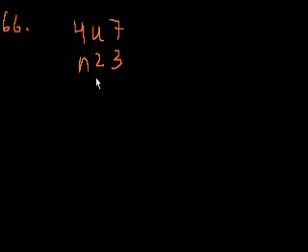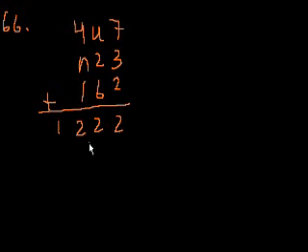Problem 66. I like this brownish color. All right, this reminds me of middle school math competitions. 4U7 plus N, plus 2 3 1 6 2, and you add them all together, you get 1,222. And what they want to know, if n and u represent single digits in the correctly worked computation above, what is the value of n plus u?